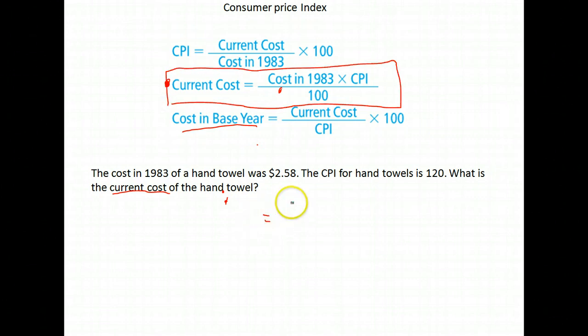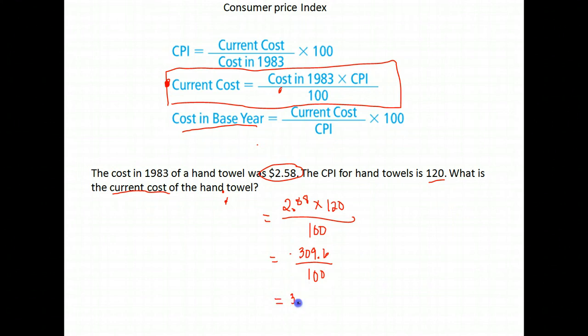Okay, it's equal to the cost in 1983, which it said was $2.58, times the CPI, which it said was 120, divide by 100. Okay, that's standard. So we do the top, 2.58 times 120 gives me $309.6, and then again divide by 100.